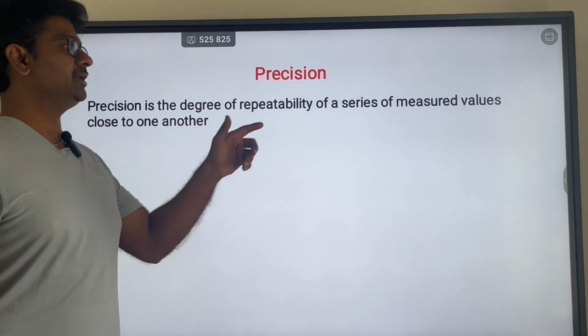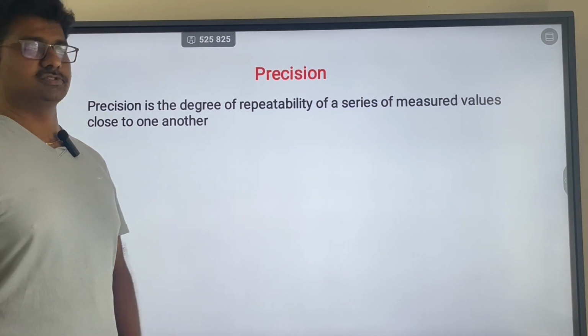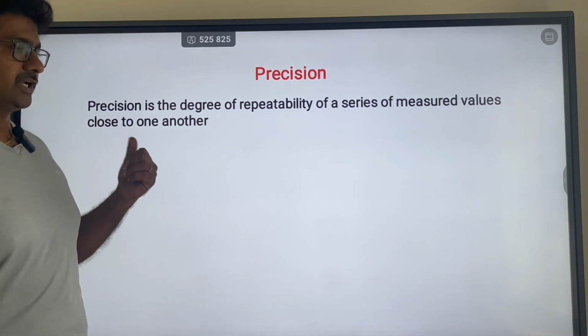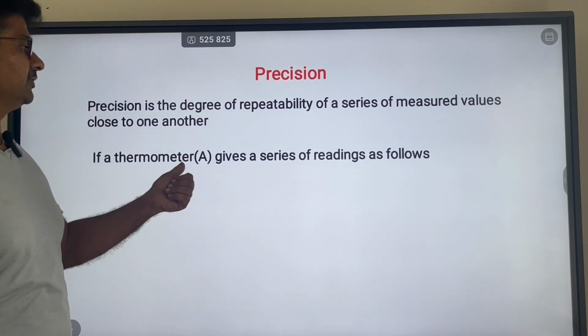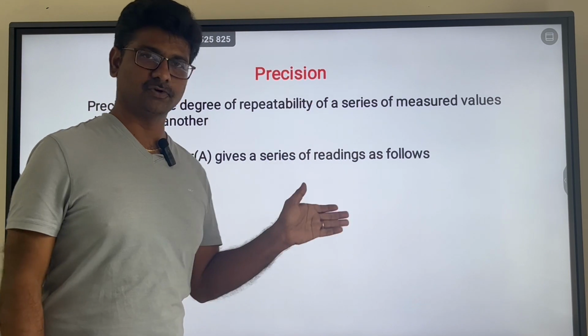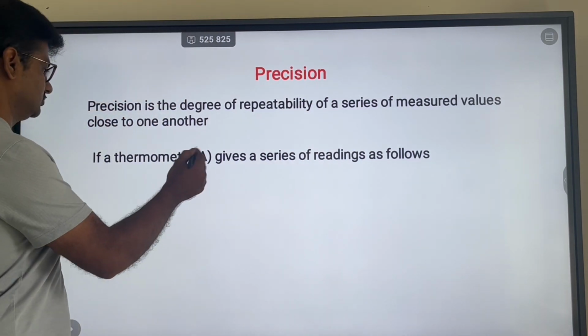Precision is the degree of repeatability of a series of measured values. So, for example, I'll show you. If a thermometer A gives readings as follows, for example, there is one thermometer now.